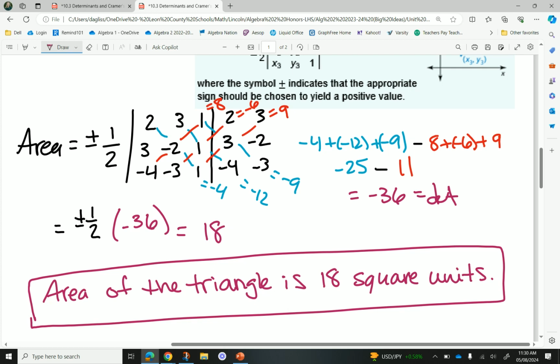All right, so why are we finding determinants? Because we need them to solve a system. If you're given two equations like your warm-up, we're only going to worry about the coefficients and the constants.